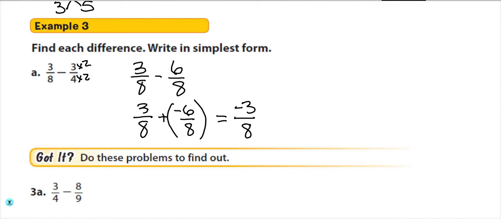All right, so theoretically we would borrow, but there's nothing to borrow, so you can't do that, all right? All right, let's try the next one.